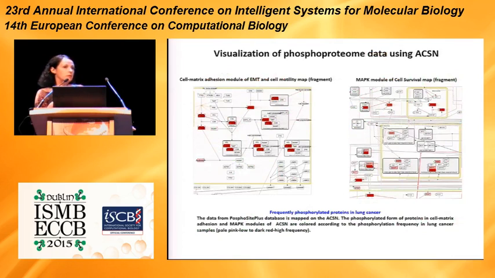As I mentioned, we depict processes in a very detailed level and we also depict the post-translational modifications. The most frequent one is phosphorylation, of course, but we would represent other types. Here, what is demonstrated is phosphoproteome data projected on the corresponding entities with the corresponding residues modified. And the color represents the frequency of the particular phosphorylation across the studied cohort.